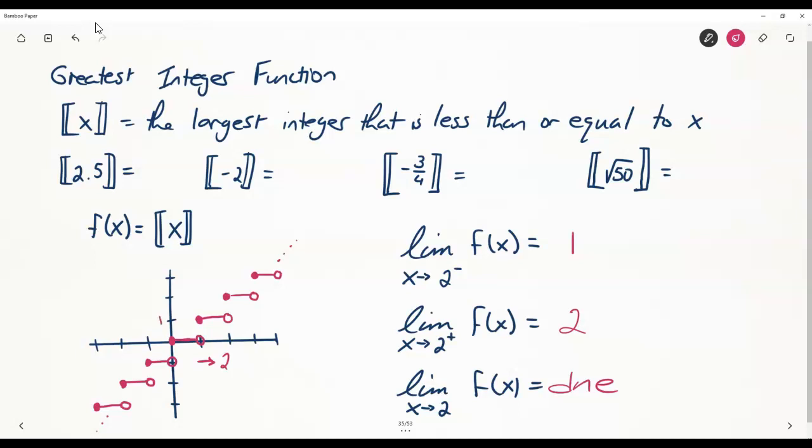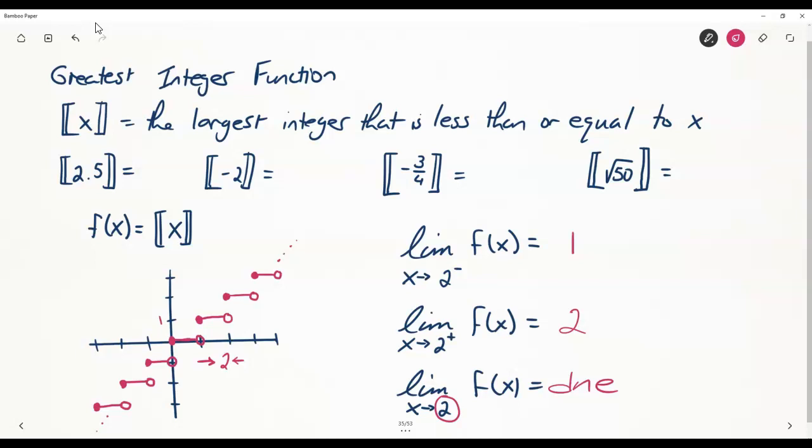It's never changing. If you come at 2 from the other side, now you're coming at 2 through values that are slightly larger than 2. And you're going to approach 2 as the right-hand limit. So when you approach whole numbers with the greatest integer function, that limit is not going to exist.